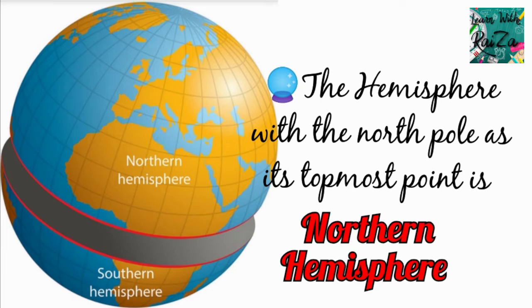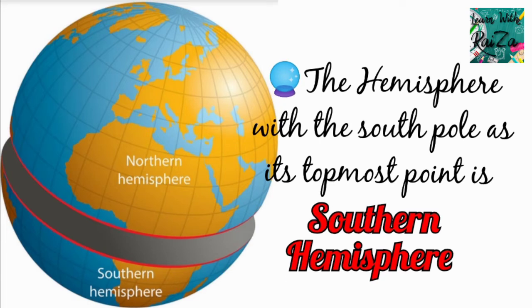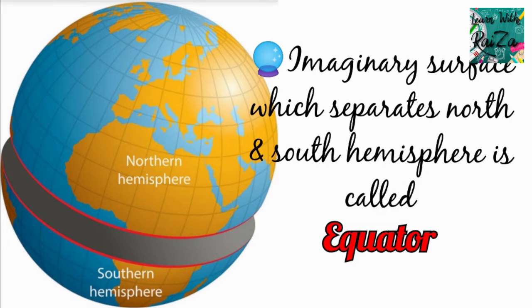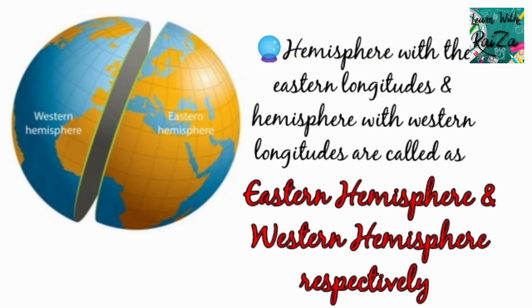The hemisphere with the South Pole as its topmost point is called the southern hemisphere. So you can see that the northern hemisphere is on the top and the southern hemisphere is at the bottom. Both hemispheres are divided by an imaginary line called the equator, the red line. Other than this, there are the eastern and the western hemispheres, with eastern longitudes and western longitudes. They are respectively called the eastern hemisphere and the western hemisphere.